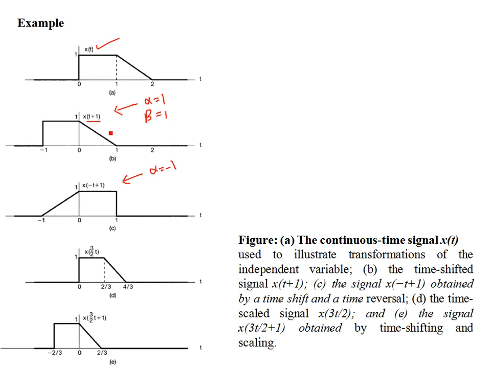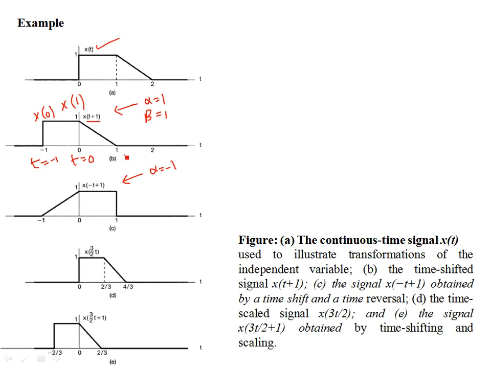The signal is simply advanced. Why? Because at t equal to 0, this will be x of 1. Okay, this will be x of 1 at t equal to 0. Then at t equal to minus 1, this function becomes x of 0.